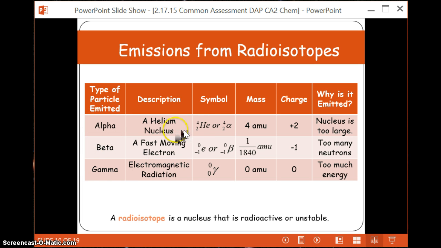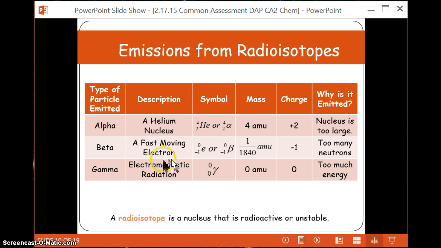Remember, alpha is the biggest one. It's kind of the slowest and weakest one. It has a mass of 4, so it makes it quite large. Think of it like a bus, hard to move around. The charge is +2, so it would be attracted to a negatively charged thing.